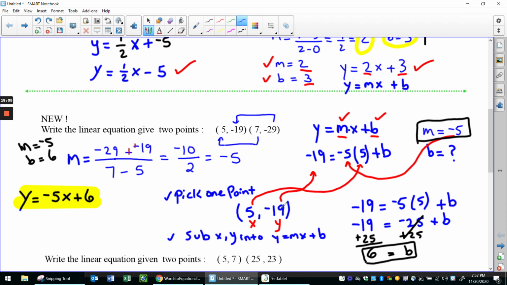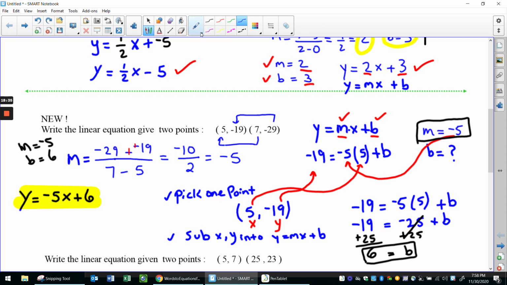Just be careful with this, because some people tend to put the 5 where the y is supposed to be. Make sure that you put the right number in the right variable. So negative 19 is y, so it gets substituted instead of the y value here. And then the slope was negative 5, which you already had. And the x here is 5.